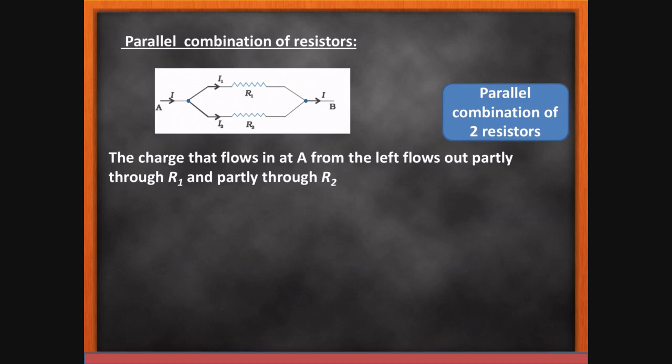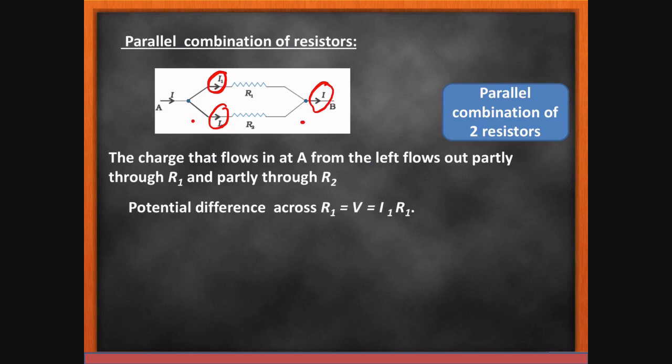The charge that flows in at A is divided here into I1 and I2 and again recombines to get I. So in parallel combination, the potential difference across the resistances remains the same, whereas current divides. Let the potential difference across R1 be V equal to I1 R1. Similarly, potential difference across R2 is I2 R2.